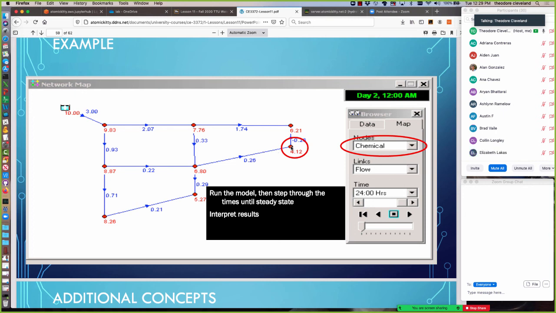And so if our regulatory guidance for this particular constituent, let's say it's supposed to be 5 units or larger, we get a 4.12, we would conclude, well, we either need to increase the dose here at the source or somehow get water here faster so it hasn't had enough time to decay down to 4.12.